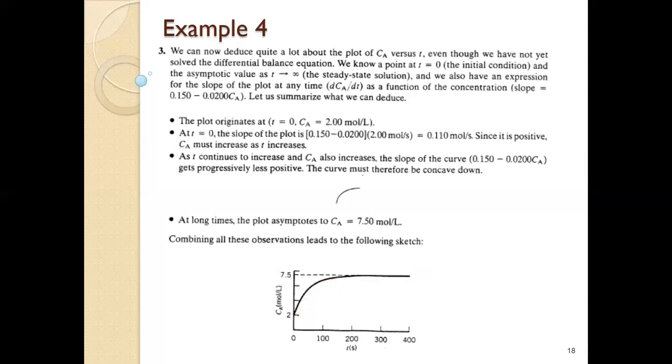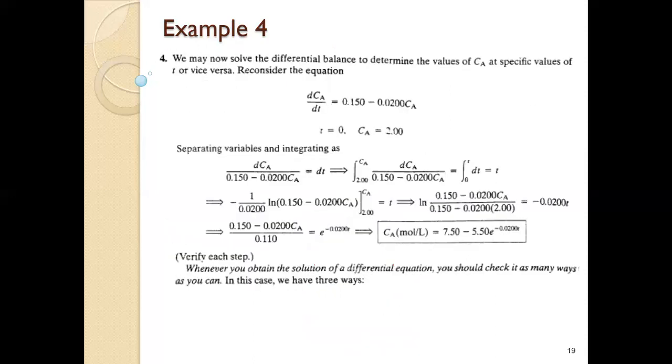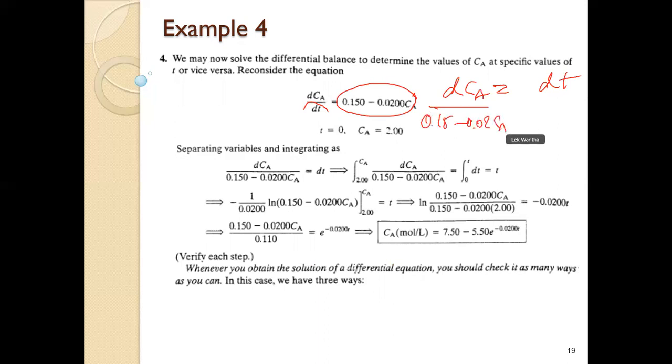Okay, the last: the real equation. You know, this is the equation that we obtained from the mass balance, and then you know the initial concentration. For this case, the simple way is separation of variables, this is CA. dCA over dt equals 0.15 minus 0.02 CA.